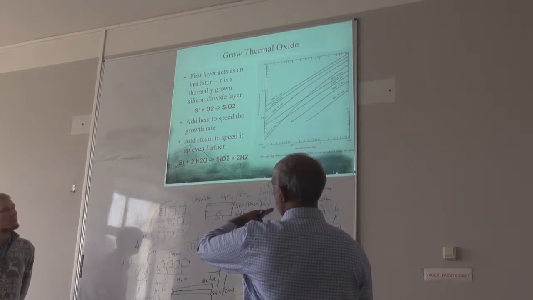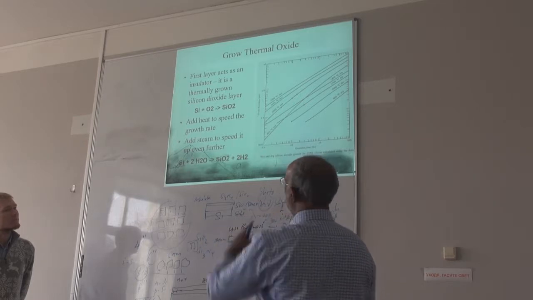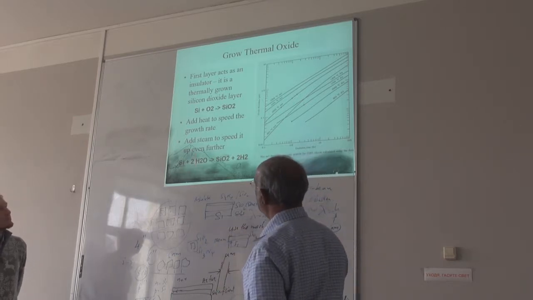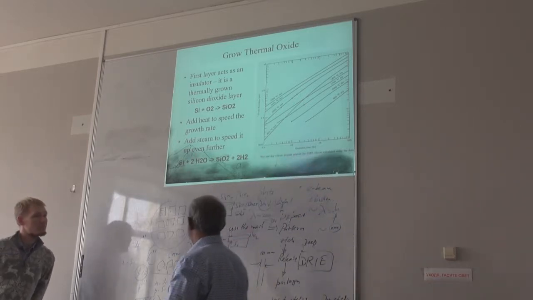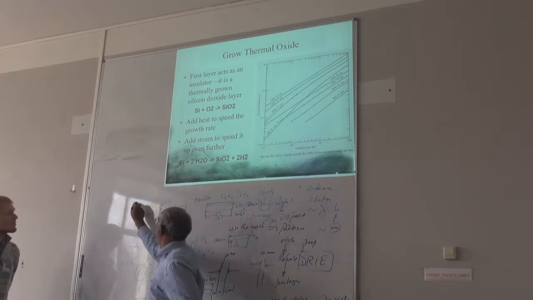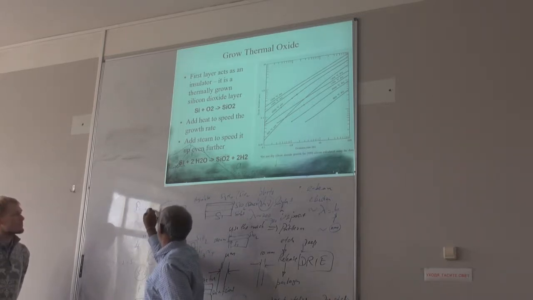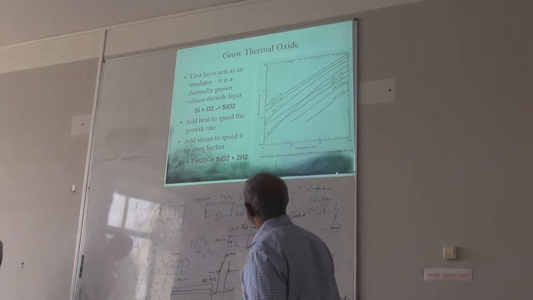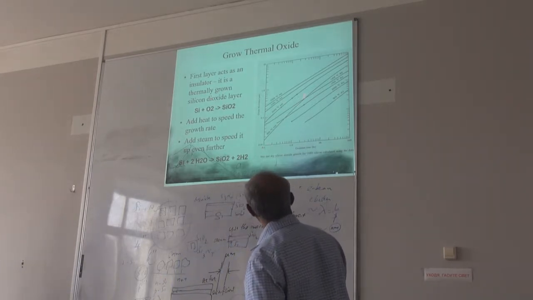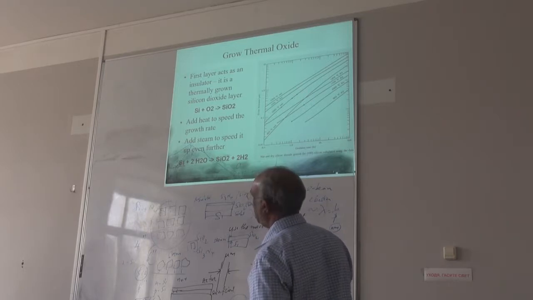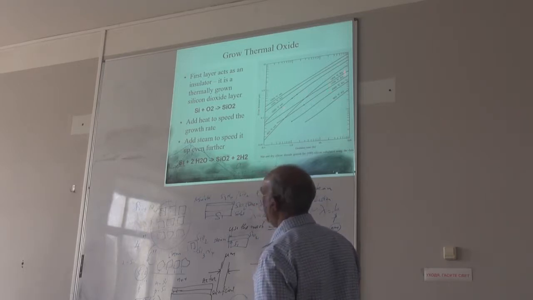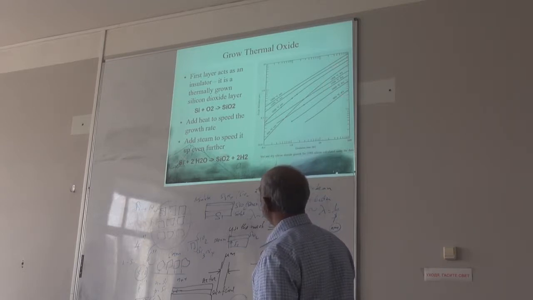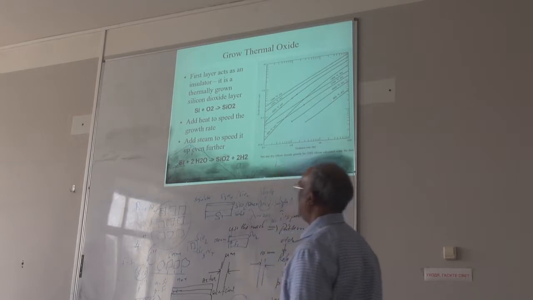If you want to grow faster, then you have to use water. You just react silicon with water. Then it grows much faster. Now you can see the growth rate is much faster. This is called wet oxidation. This is called dry oxidation. So usually, if you do it this way, you can do it faster.